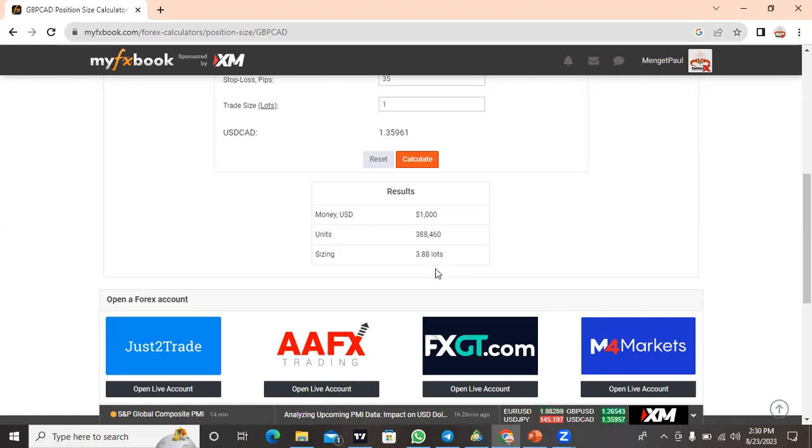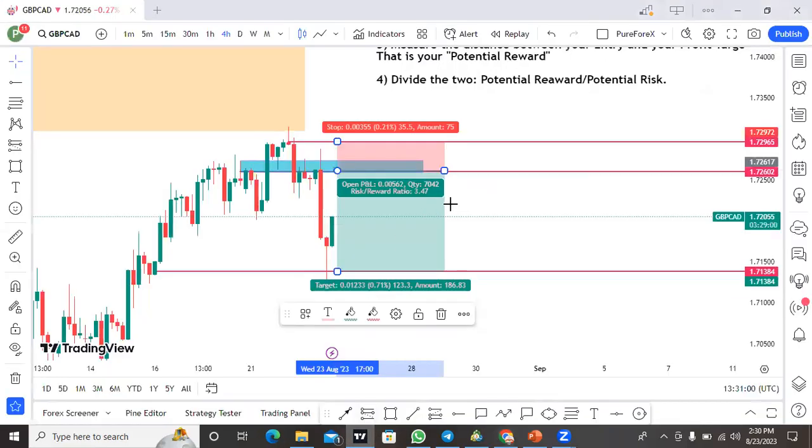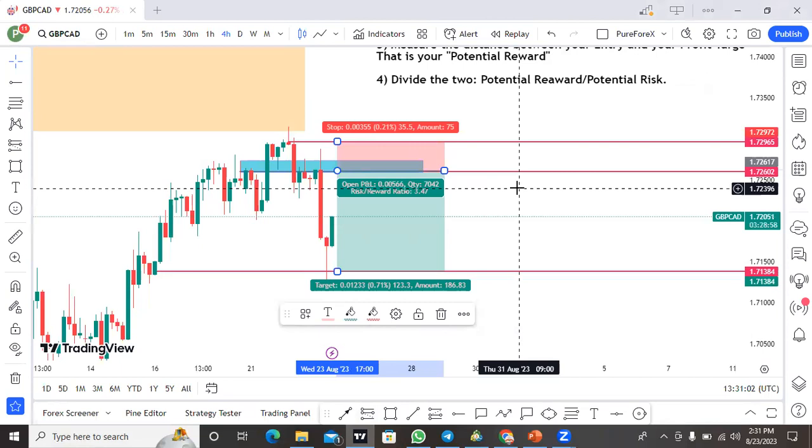So we are using 3.88 lots. We go back to our setup. This is where you are going to use either your MT4 or MT5, depending on the platform you are using. You now set your pending order. You are going to input 3.88 lots and set your pending order. So this is how to calculate risk to reward ratio and risk management.